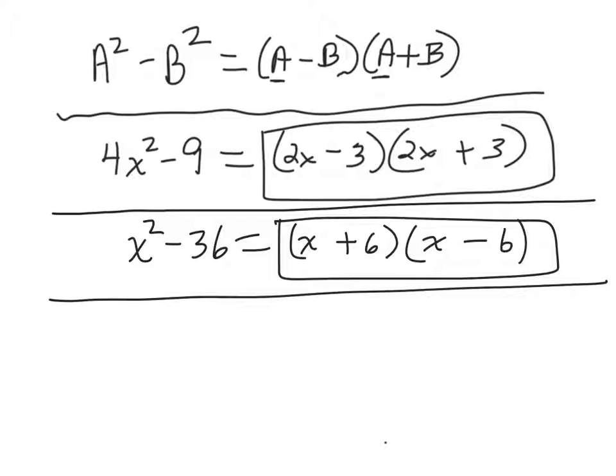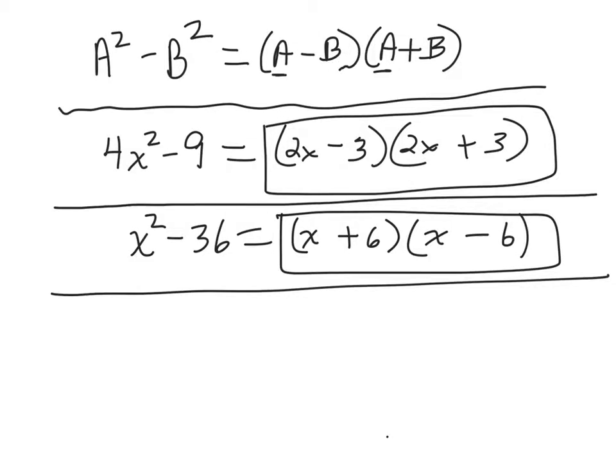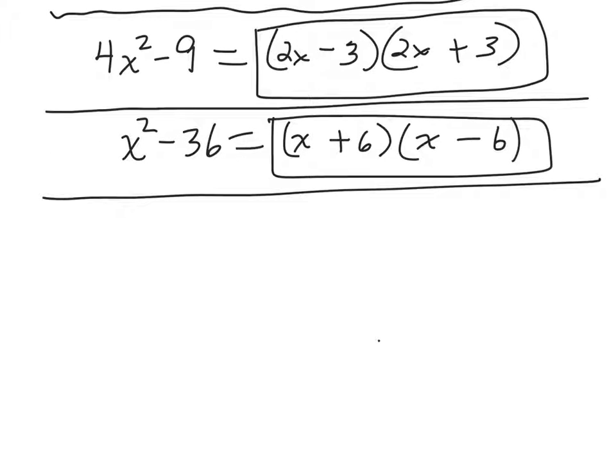Okay, let's look at a couple more here. This time, let's do 50y squared minus 98. This time we have a common factor. What is the common factor? What can I take out of 50 and 98?